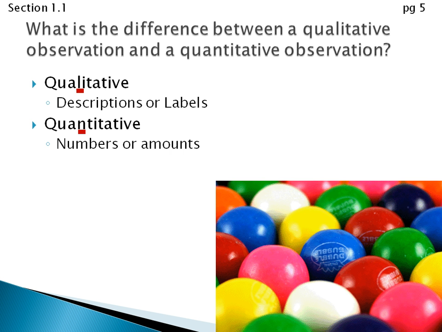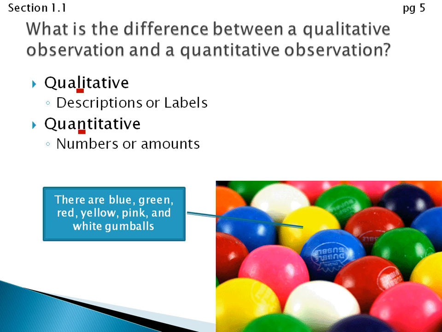Let's practice with an example here. I put a picture up on the screen, and you can see on here there's a whole bunch of different gumballs. If we take a look at it for a qualitative one, we can see that there are blue, green, red, yellow, pink, and white gumballs.